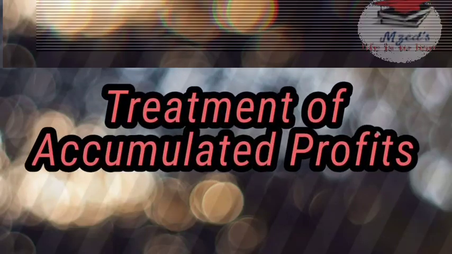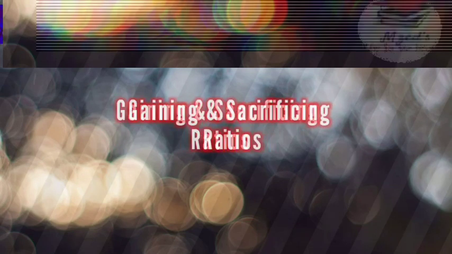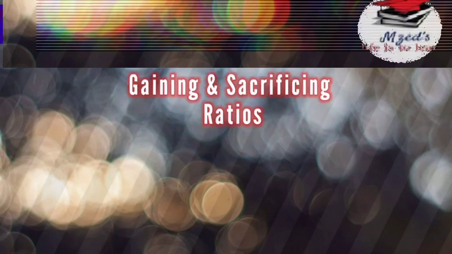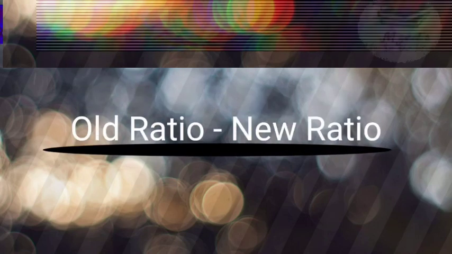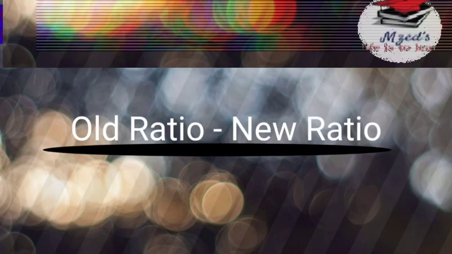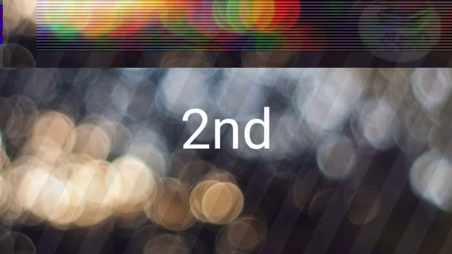This is treatment of accumulated profits. First thing is to find out the profit sharing ratio, that is gaining and sacrificing ratios of all the partners in the firm by applying the formula old ratio minus new ratio. If it is in minus, that will be gain.